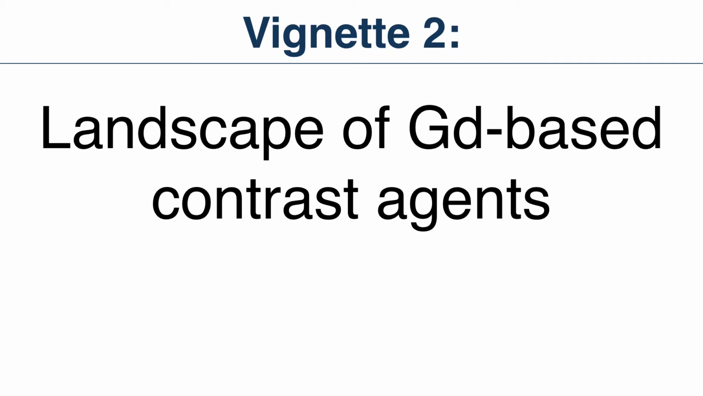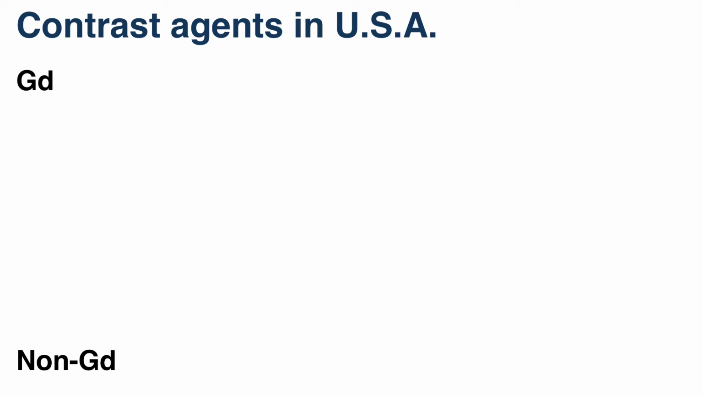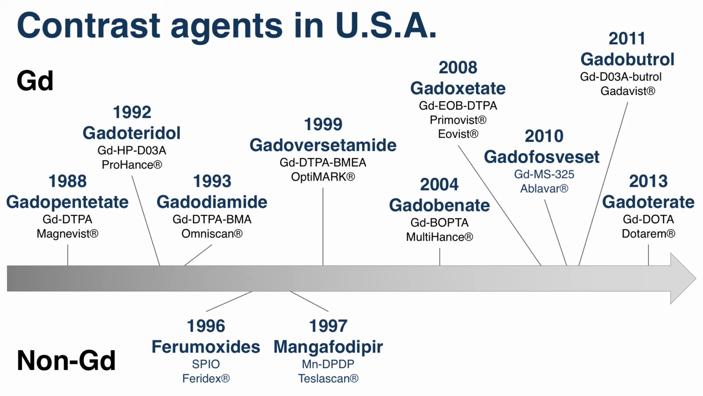Okay, so let's briefly talk about the landscape of gadolinium-based contrast agents. So contrast agents in the United States, here's the landscape. The very first one that was ever approved, 1988, gadopentetate, Gd-DTPA, known as Magnevist, 1988. First contrast agent approved in human beings in the United States. You can see that subsequently there were other agents, 92, 93, 99, 2004, 2008, 2010, 2011, 2013.